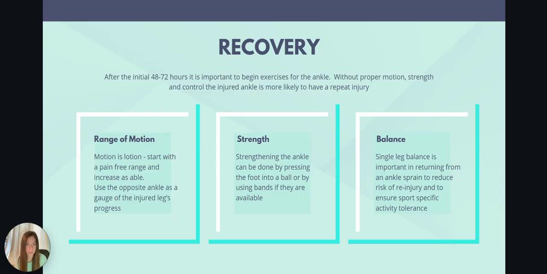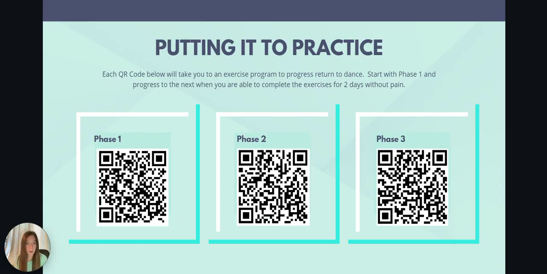Here I put together a series of exercise programs starting with phase 1, moving to phase 3. Phase 1 is going to be more motion, phase 2, a little bit more strength, and then phase 3 into that jumping and balance style of activity. The goal would be that you're performing phase 1 for 2 days without pain before proceeding to phase 2.